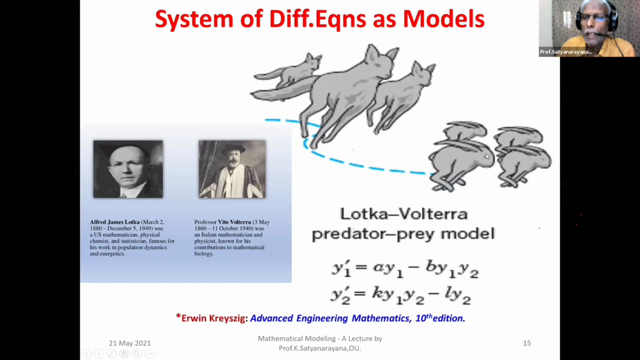Such a system is called the predator-prey model, which uses two differential equations, for y1, y2. Such systems of differential equations are used in predator-prey models by Lotka, who was a US mathematician, physical chemist, and statistician, famous for his work in population dynamics and energetics. Volterra was an Italian mathematician and physicist, known for his contributions to mathematical biology.